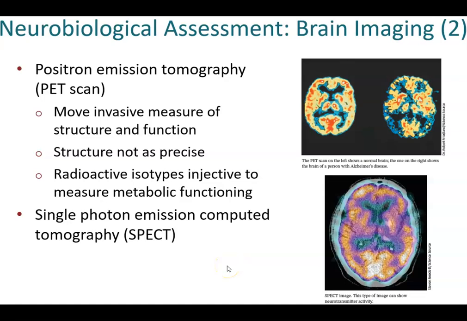Another type of imaging technique is called positron emission tomography, also known as a PET scan. It's a more invasive measure of structure and function. It's not quite as precise as we would like it to be, but it has radioactive isotopes injected into the body to measure metabolic functioning.